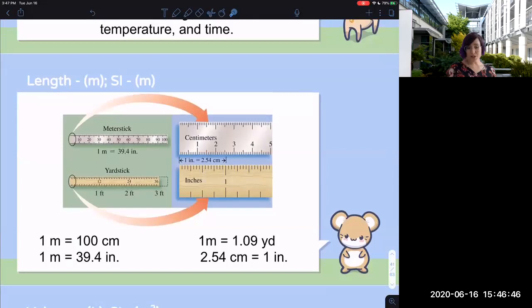So length is measured in meters. We're probably going to be measuring things honestly in centimeters, but meters is the base unit here. Be careful with using yardsticks and things, because a lot of them are in inches. So if you're measuring something at home and you want to explore using the metric system, make sure you use the centimeter side of the ruler, because a lot of times there's also an inches side.